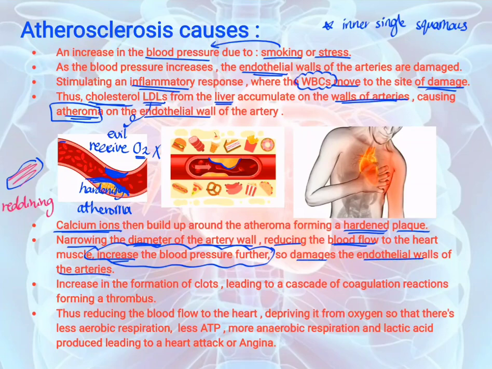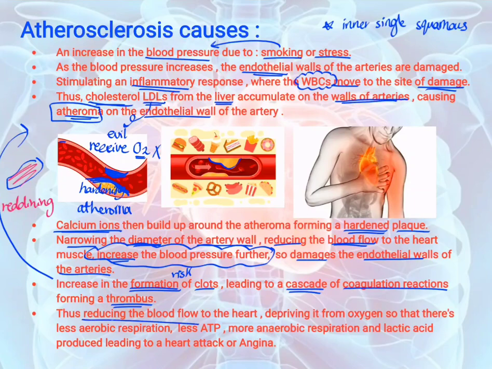walls of the arteries. And of course, as we talked about before, damage to the endothelial walls of the arteries causes a cascade of coagulation reactions that causes the formation of clots. And this is a risk. This is not a good thing at all for our bodies. It increases the formation of clots, and there is a cascade of coagulation reactions that forms a thrombus.